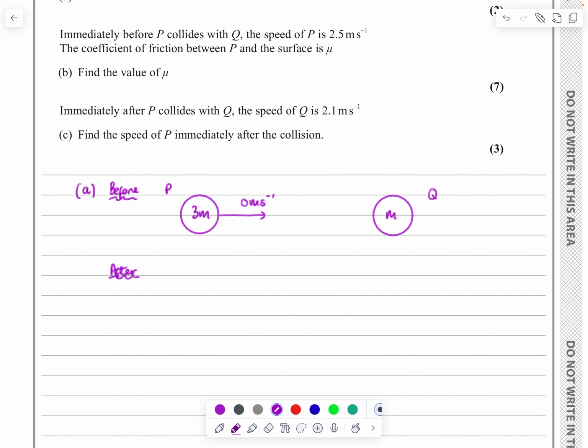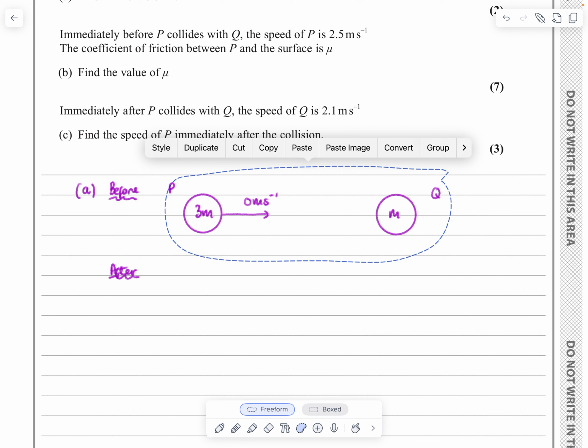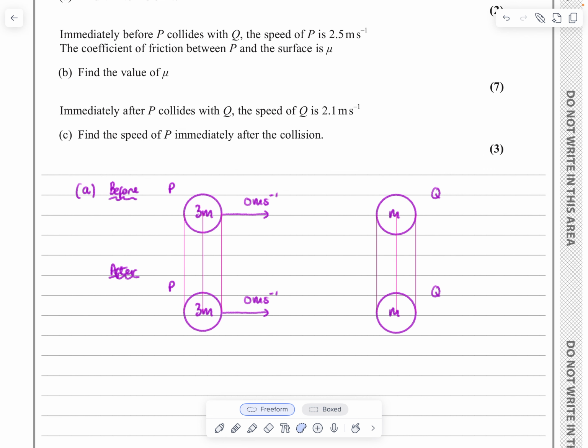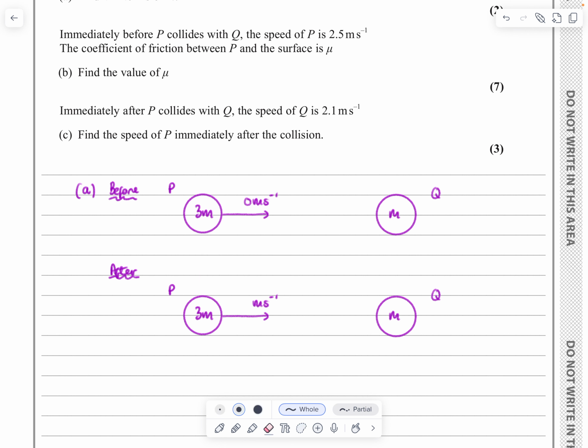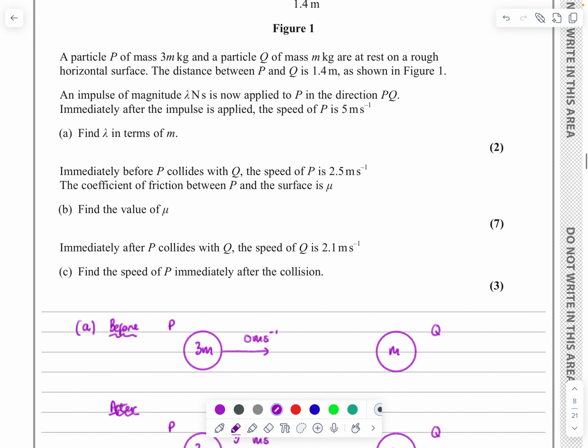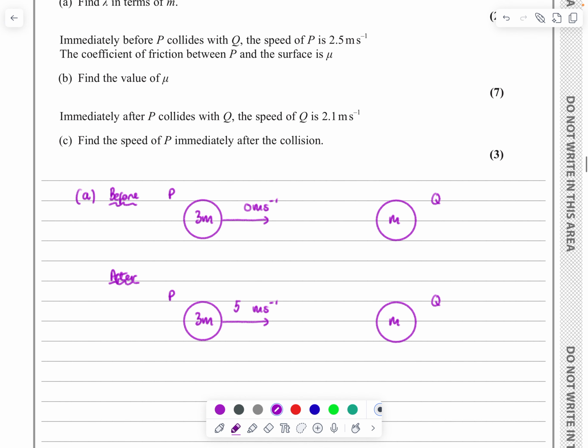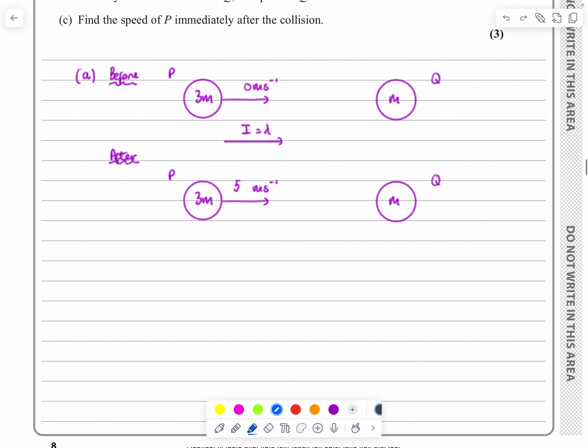Well, we have the same situation. I'll use my iPad to help me out with that. P, now we know, is traveling 5 meters per second. And because this is an impulse part, they're telling me that the impulse is lambda in the direction PQ. So there's my impulse here, which is equal to lambda. So for part A, I only need this side of the diagram here. So I might as well just get on and do that.